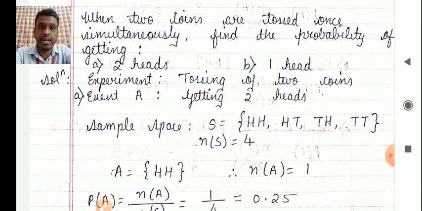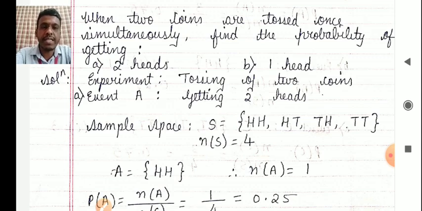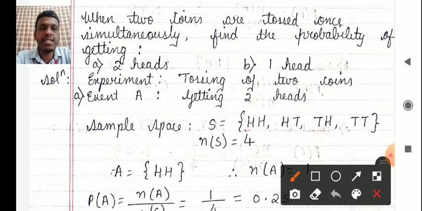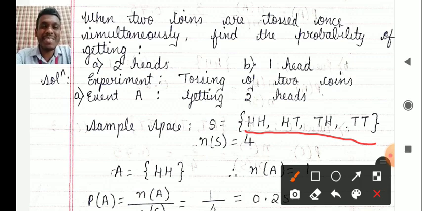What is the event you are interested in? There are two events. First, A is you get two heads. Getting two heads is the first event. The second event you are interested in is finding the probability of one head. Let's consider only the first event, event A, getting two heads. Now what is the sample space? Whenever two coins are tossed, the sample space is HH, HT, TH and TT.